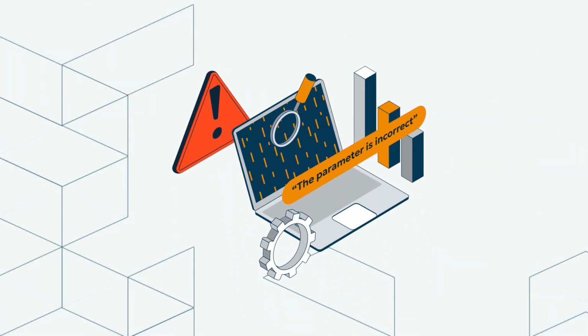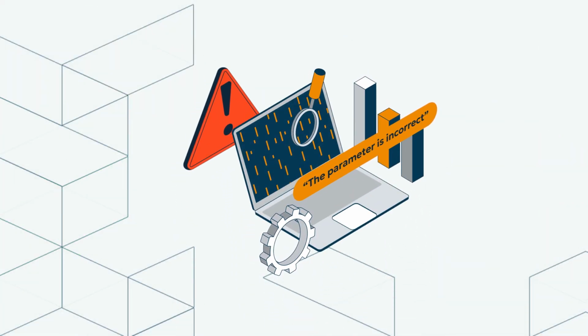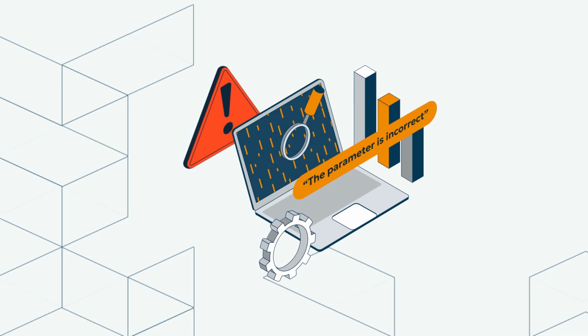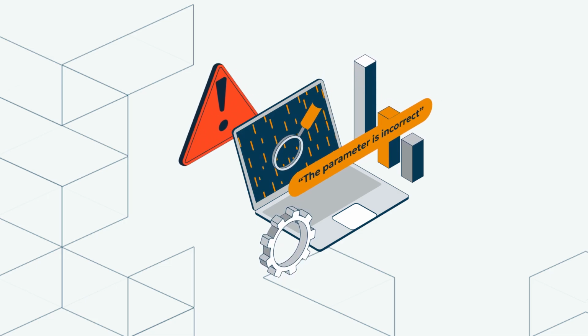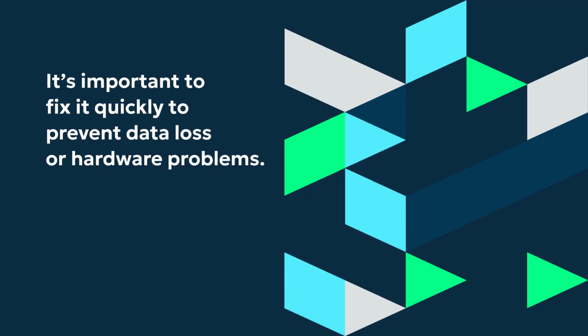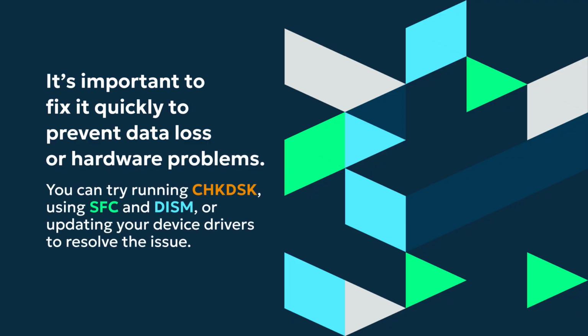The error, "The parameter is incorrect," happens when a system function fails because of an invalid or unexpected setting. It's important to fix it quickly to prevent data loss or hardware problems. You can try running CHKDSK, using SFC and DISM, or updating your device drivers to resolve the issue.